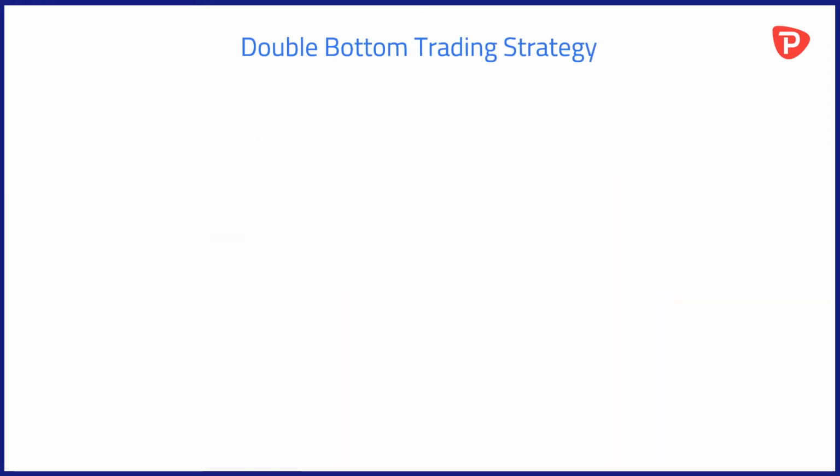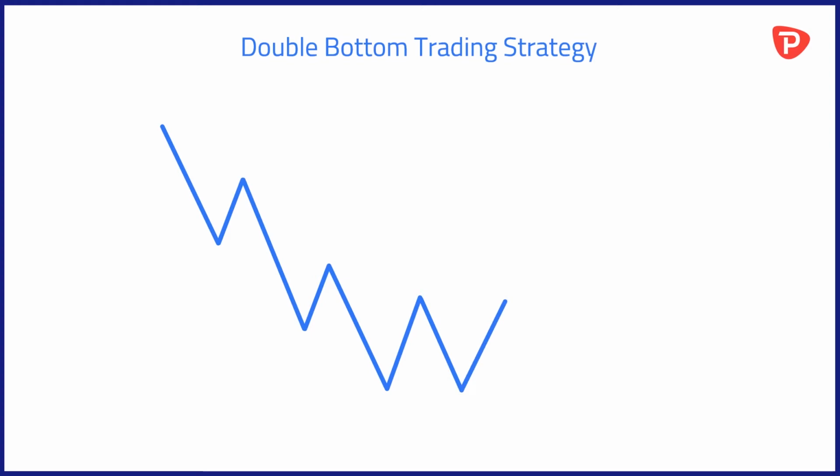Now let's take a look at a trading strategy that can be applied to trade a double bottom formation. Firstly, you look for a downtrend, which we can see in the example on the screen, and then we look out for two troughs that are close to or equal to each other. Again, you must remember that the market isn't always exact, so the prices aren't always going to be the same.